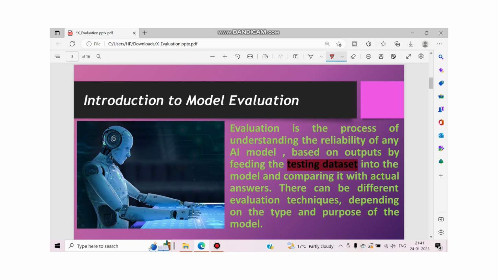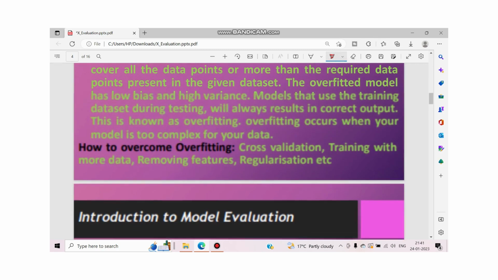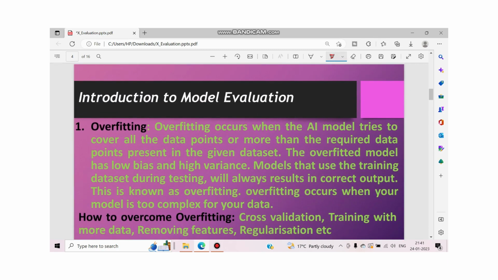Then there can be different evaluation techniques depending upon the type and purpose of the AI model. Now let's move ahead. The next topic is overfitting.